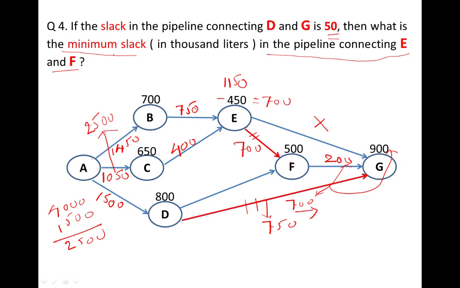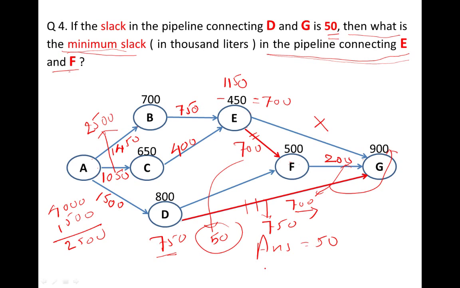So if I go back to the question, it says, what is the minimum slack in the pipeline connecting E to F? So what is the slack in this case in E to F? What is its capacity? Each pipeline connecting depot has 750 as the capacity, out of which 700 is flown, that means 50 is the slack. So your answer is 50. Is it clear? Yes.